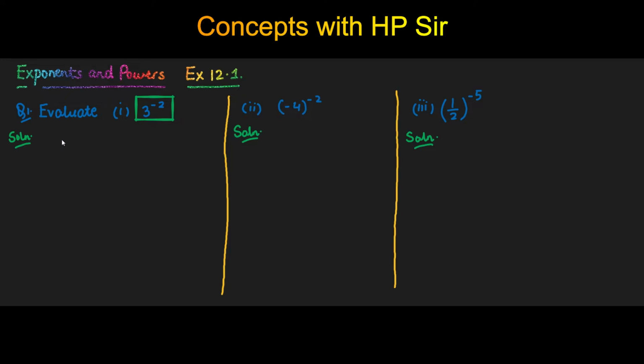In the first question, the exponent given to us is 3 to the power minus 2. As we all remember, we had a formula a to the power minus m, which can be written as 1 by a to the power m. So using this same formula, we can say that 3 to the power minus 2 can be written as 1 by 3 to the power 2, which is equal to 1 upon 9.